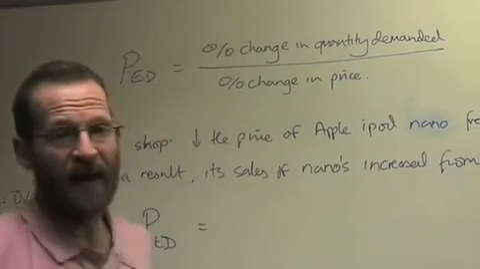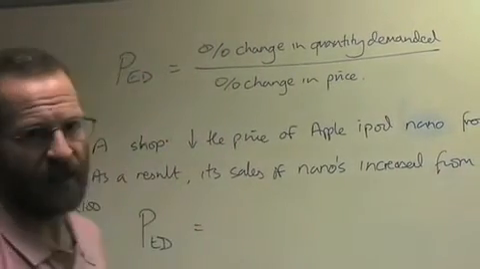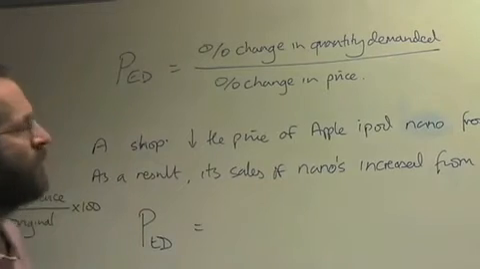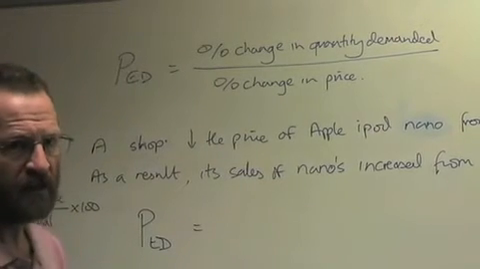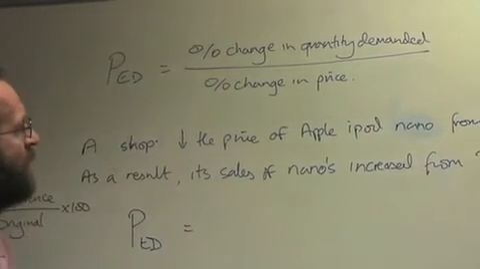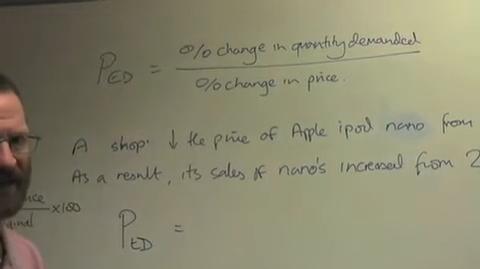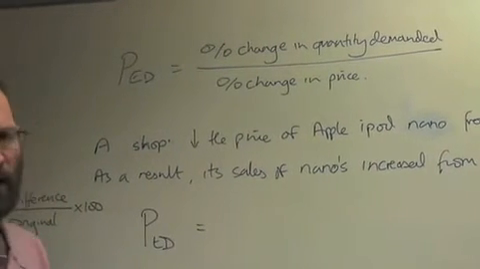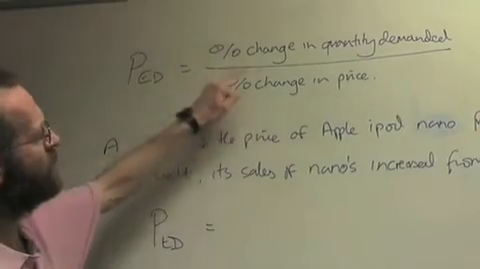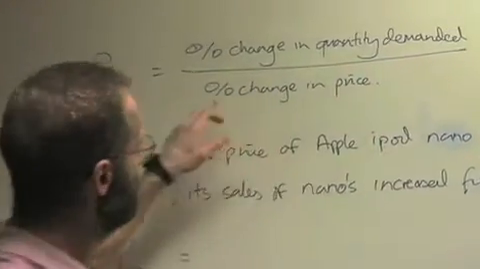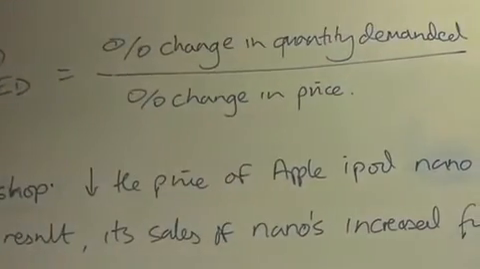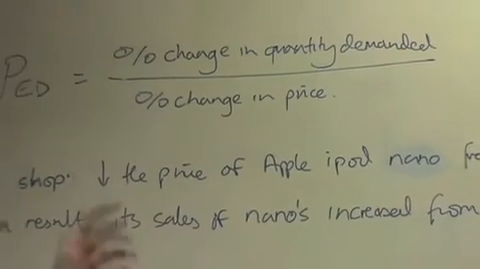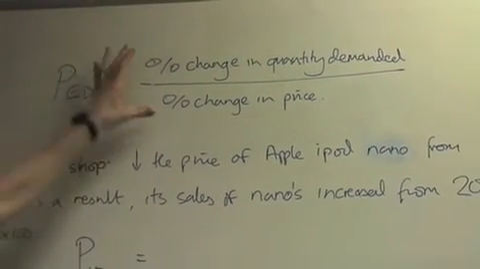Okay, the first elasticity you need to know something about is price elasticity of demand. So going through the four stages, the first stage is the definition. If you're asked to define price elasticity of demand, simply write the formula: percentage change in quantity demanded divided by percentage change in price. It's very important, you must put the percentage figures in.